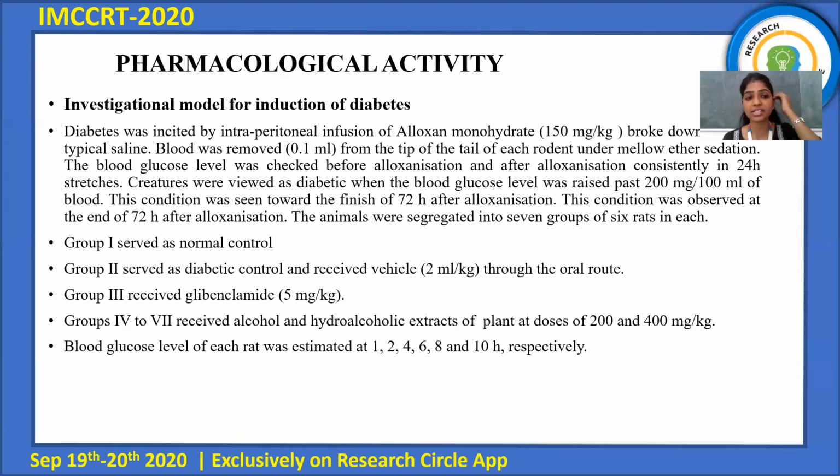So group 1 served as a normal control. Group 2 served as a diabetic control and received a vehicle of 2 ml per kg through the oral route. Group 3 served as the standard drug glibenclamide, at a dose of 5 mg per kg. Groups 4 to 7, a total of 4 groups, received alcoholic and hydroalcoholic extracts of the plant at doses of 200 and 400 mg per kg. Then the blood glucose level of each rat was estimated at 2-hour intervals.